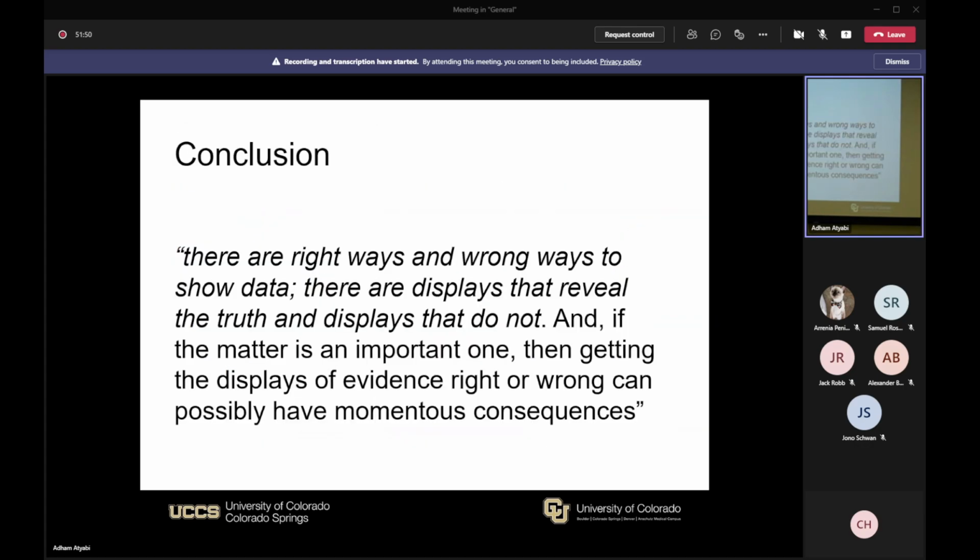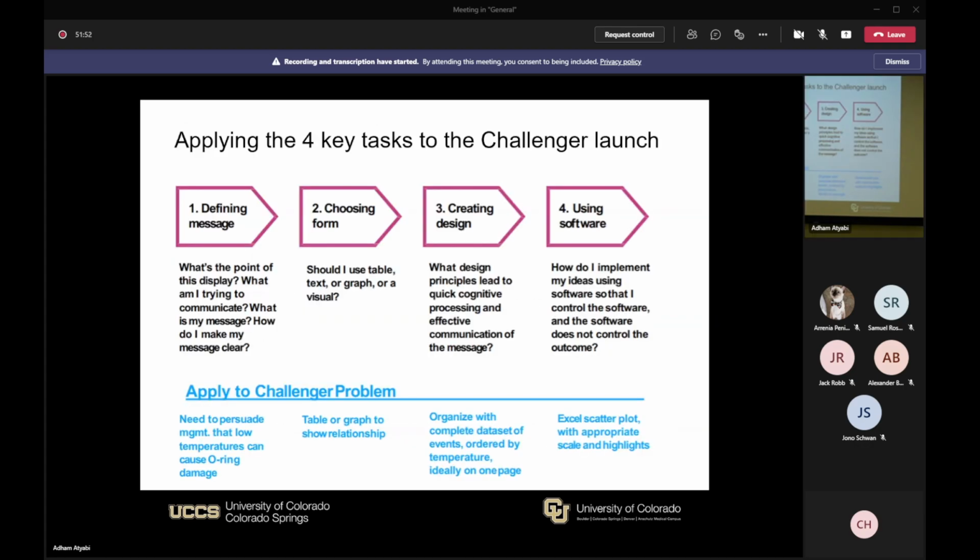Let's bring it to a conclusion. Applying the 4 key tasks to the Challenger launch. The first thing is defining a message. We want to know what's the point of this display, what am I trying to communicate, and how do I make my message clear. In the Challenger problem, it was needed to persuade management that low temperature can cause O-ring damage.